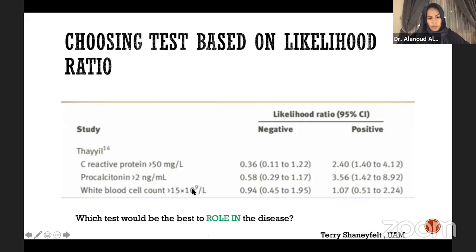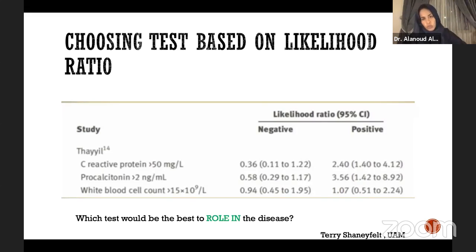And back to the question of likelihood ratio, which test will rule in the disease? We said positive likelihood ratios are the ones which will rule in the disease. So which one has the highest? We'll leave the negative and go to the positive because I want to rule in the disease. So I'll go with procalcitonin as the best marker to rule in infection.